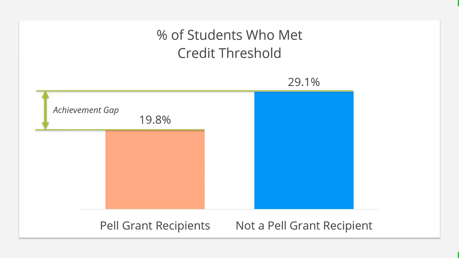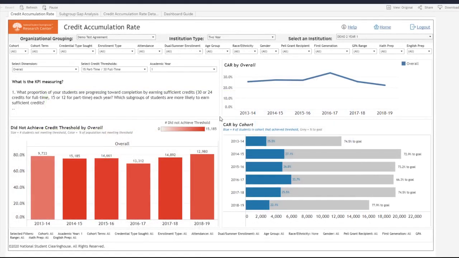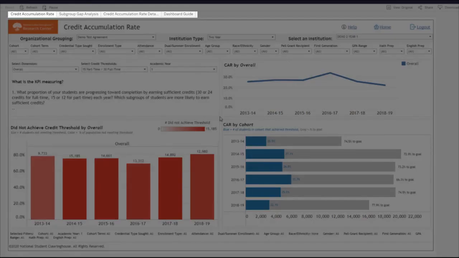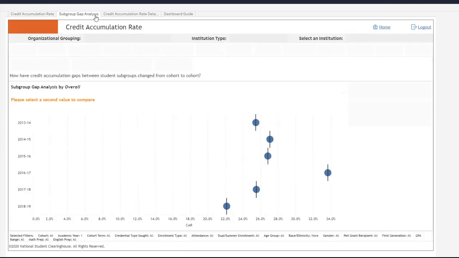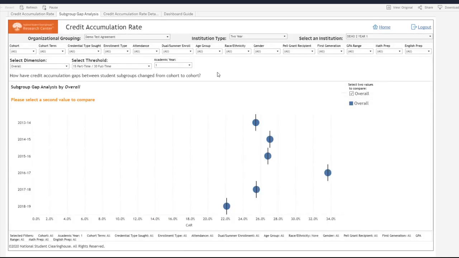Now, let's use the Postsecondary Data Partnership Subgroup Gap Analysis report to demonstrate how you can find these achievement gaps. This is the credit accumulation rate dashboard. At the top of the screen, you'll see 4 tabs. One of these tabs is called Subgroup Gap Analysis. Clicking on that tab brings us to that report. First, let's explore the features.